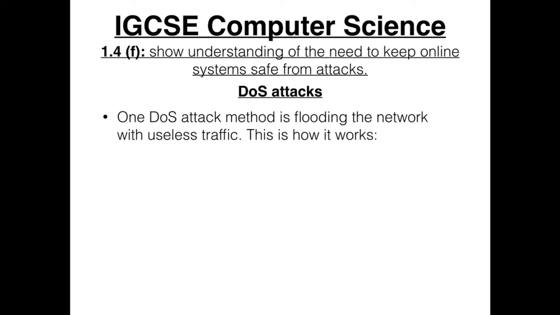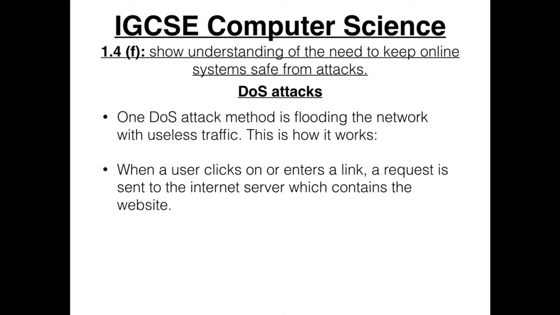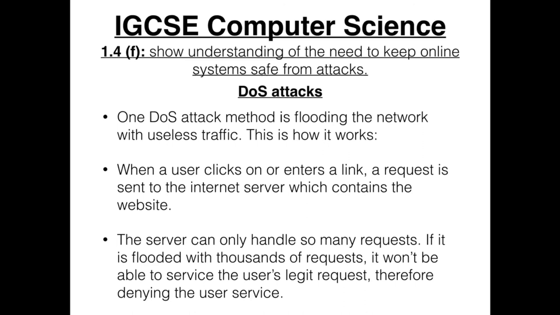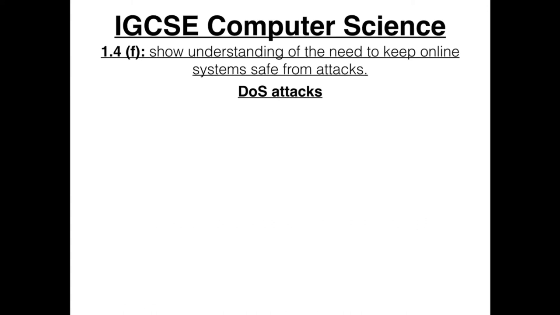Okay, so one DDoS attack method is flooding the network with useless traffic, and this is how it works. When a user clicks on or enters a link, a request is sent to the internet server which contains the website. The server can only handle so many requests, so if it's flooded with thousands of requests, it won't be able to service the user's legit request, therefore denying the user service. The server becomes overwhelmed, like, we can't sort this out. That's pretty much how it works.